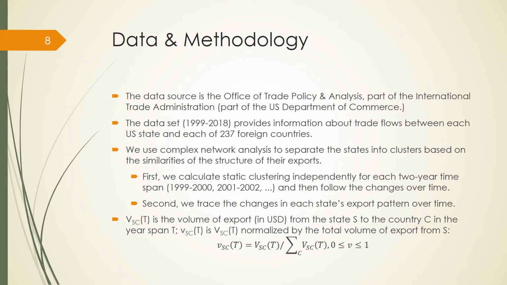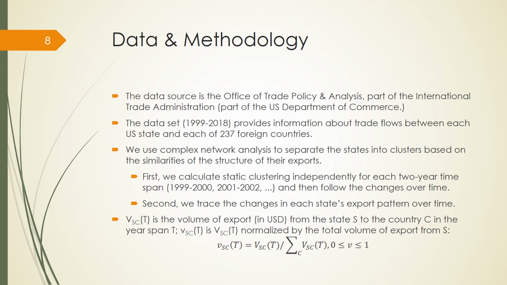Now to data and methodology. Our main data source is the International Trade Administration Agency in the US Department of Commerce. Specifically, we retrieved export data for each US state and each of the 237 foreign countries for the period 1999 to 2018, and then created 10 two-year periods to account for some yearly fluctuations.